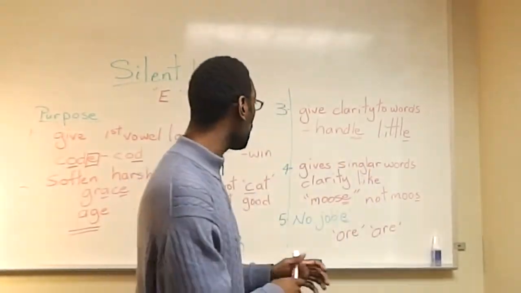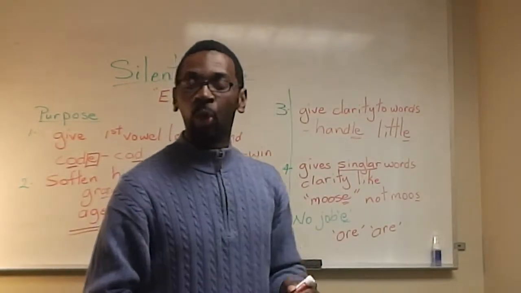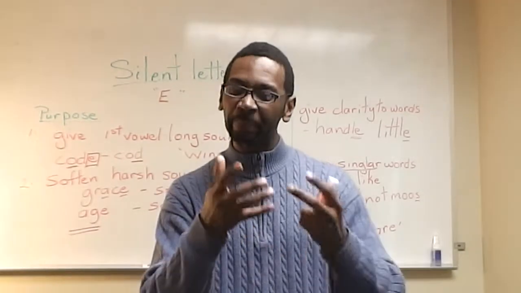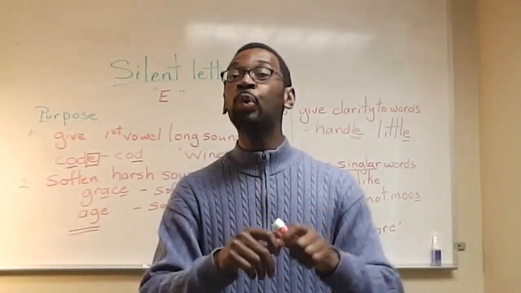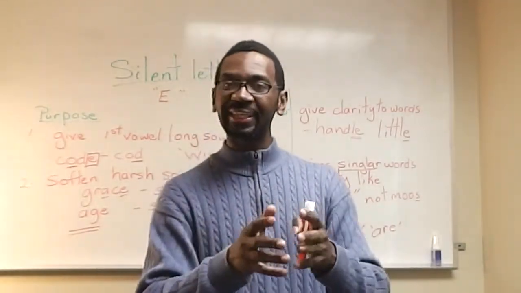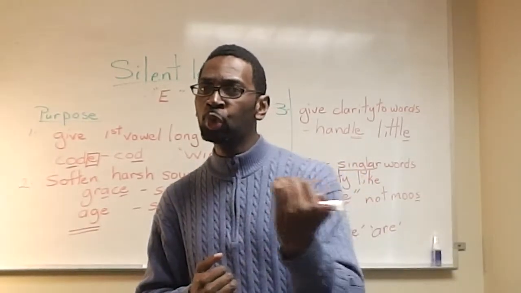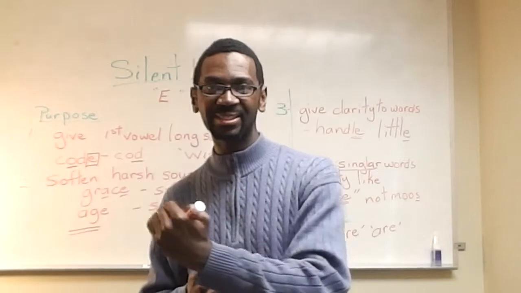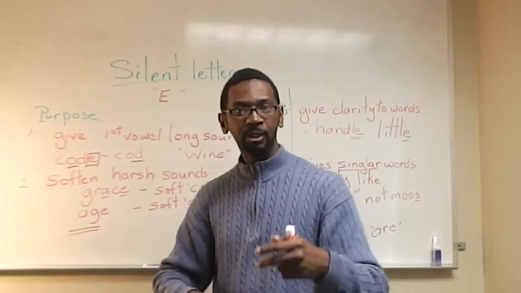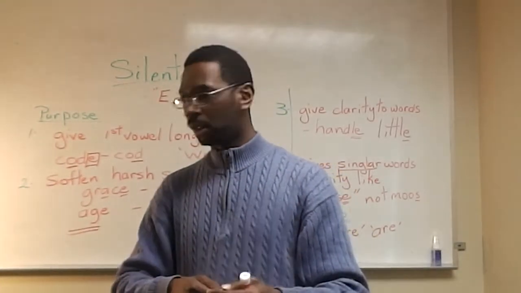Then we have what we call plural and singular. There are some words that when we add the final E to it, it makes it singular. Loose. L-O-O-S-E. Now if we were to take out that final E, it would be L-O-O-S. Moose, the animal. Moose.